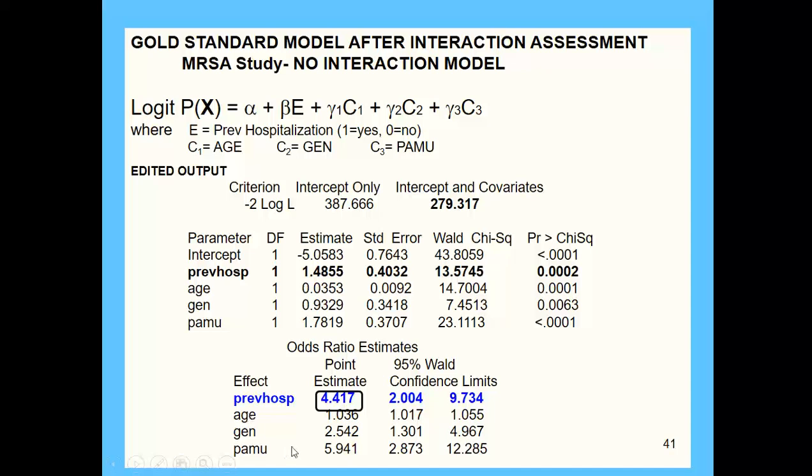Now, what if you wanted to worry about, well, can I drop one of these three variables and see if the odds ratio changes? And I want to consider the 10% rule. Okay? Now look at the next slide.